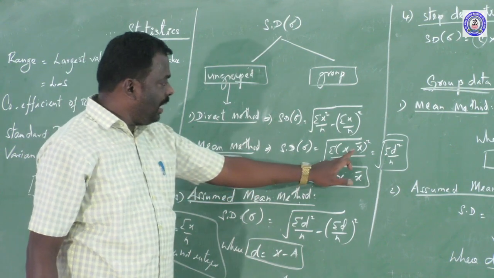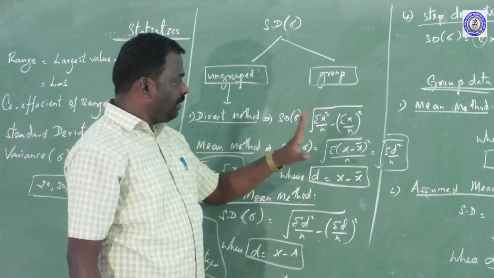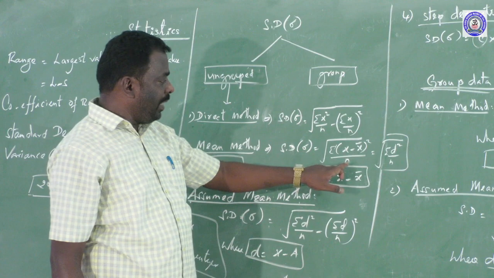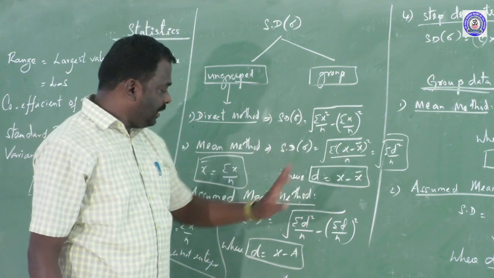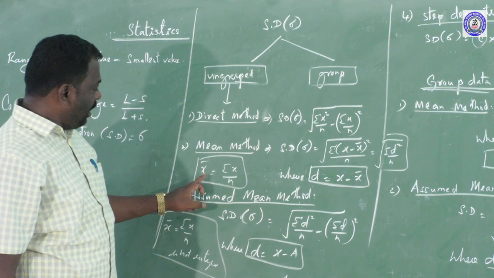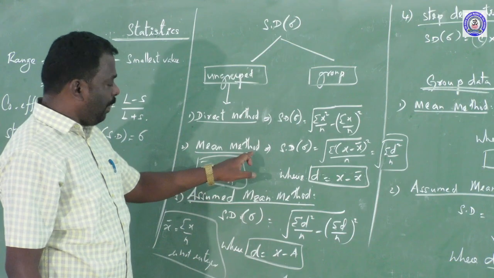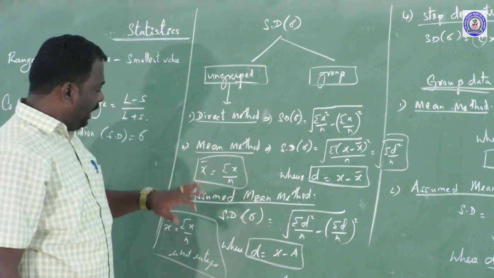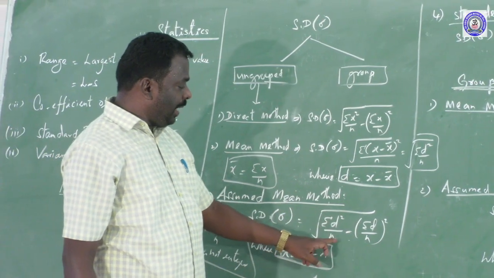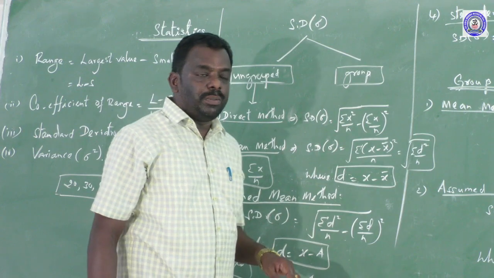In the mean method, we first find x bar, and then the standard deviation is the square root of summation (x minus x bar) whole square by n. Here d equals x minus a. In the assumed mean method, if the arithmetic mean x bar is an integer, we apply the mean method; if it is not an integer, we apply the assumed mean method. Standard deviation equals the square root of summation f d square by n minus (summation f d by n) whole square.